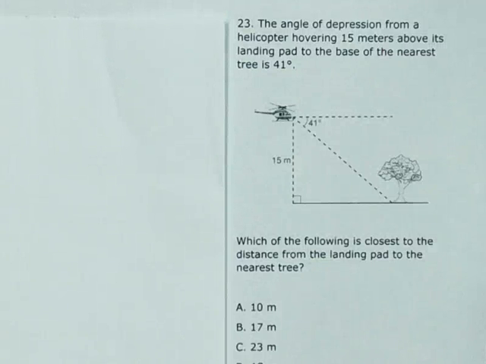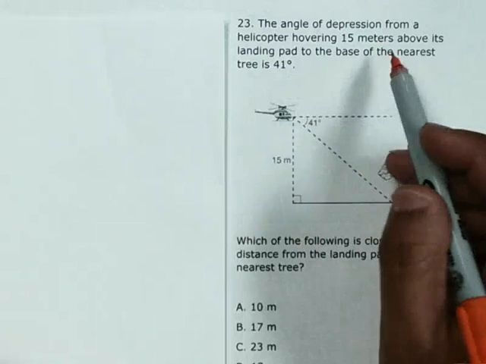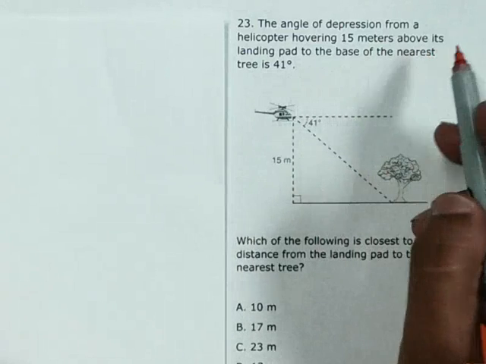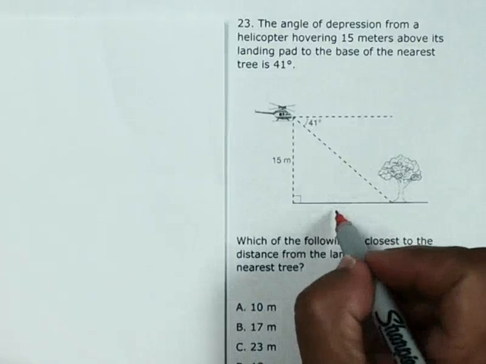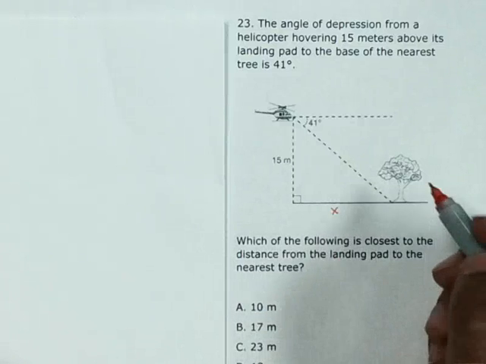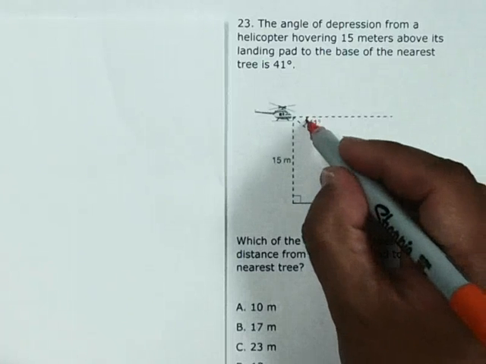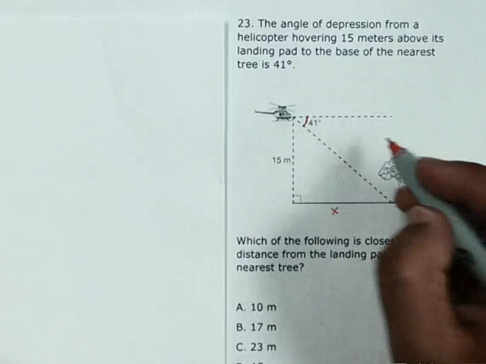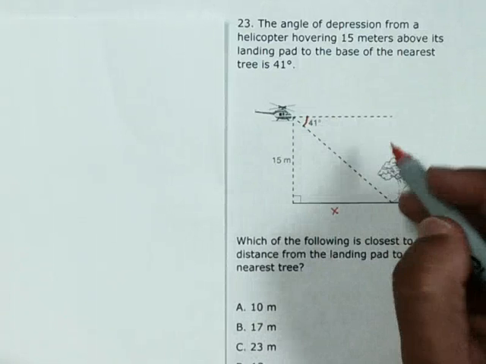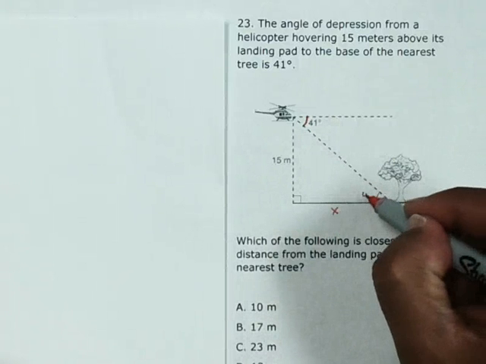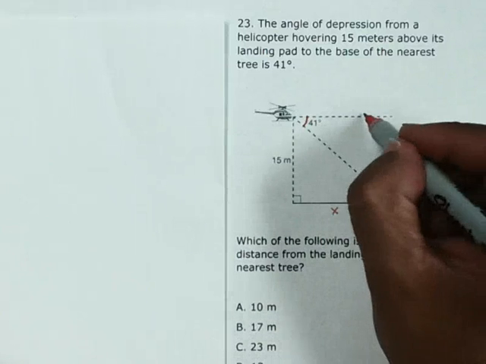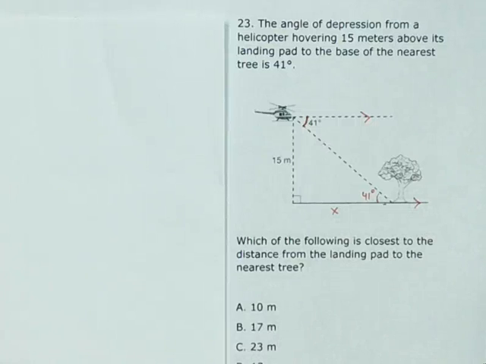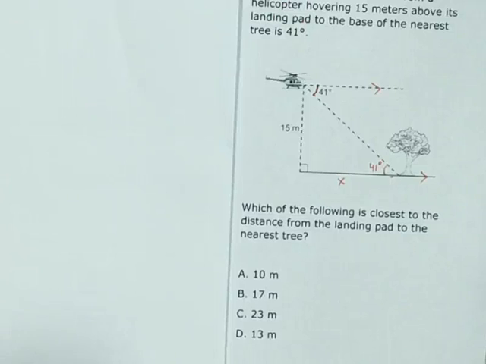For number 23, the angle of depression from a helicopter hovering 15 meters above its launching pad and to the base is 41 degrees. We want the distance from the landing pad to the tree. So we want this distance here. Because it's an angle of depression, I'm going to use this 41 degrees, but I need to transfer that 41 down here so that I can use this right triangle. And I know these are going to be parallel, so those would be congruent because there'd be alternate interior angles, which means I need to use my trig function.